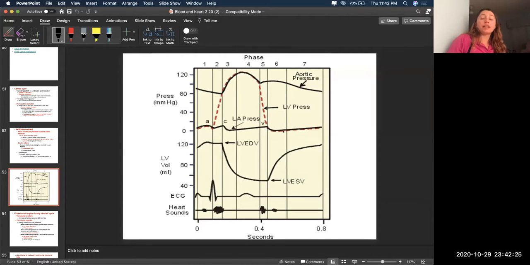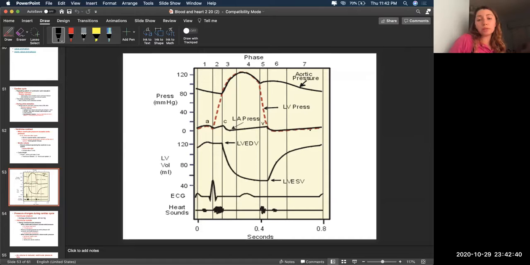So let's start over here because I like this. Right here, the top line is the atria, and the atria are open, or the AV valve is open, because the atria have more pressure in them than the ventricles. So it's open and the ventricles are filling with blood.